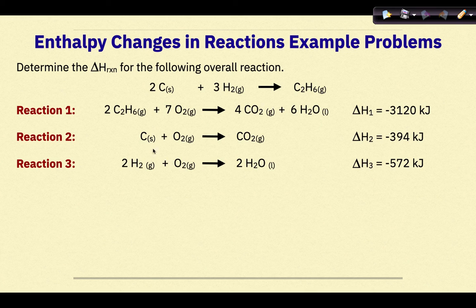The first one that I'm going to look at is reaction 1. And there's 2 things that I notice right away when I look at reaction 1. First of all, the ethane is a product. In reaction 1, it is a reactant. The second thing that I notice is that there's just 1 mole of C2H6 that's being produced, while here I have 2 moles being consumed. There's 2 things that I'm going to need to do to reaction 1. I am going to need to flip this, and I'm also going to need to cut it in half.